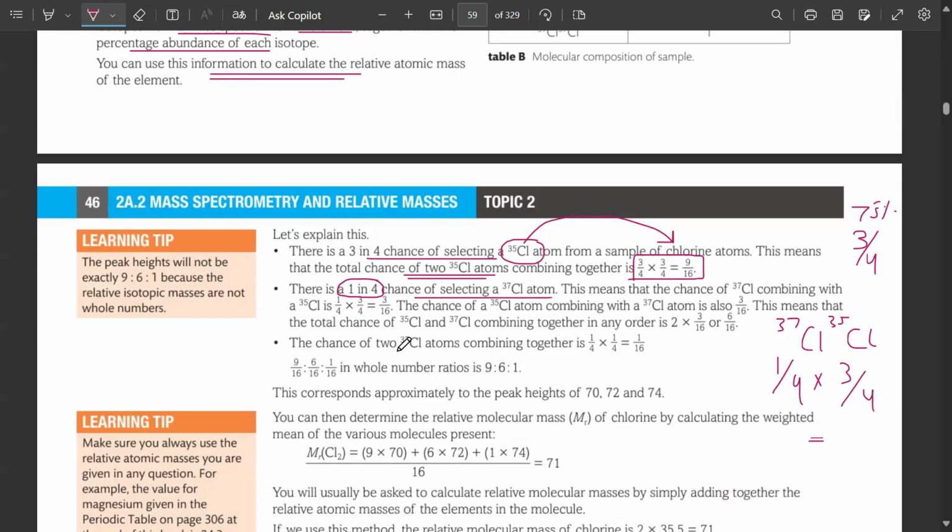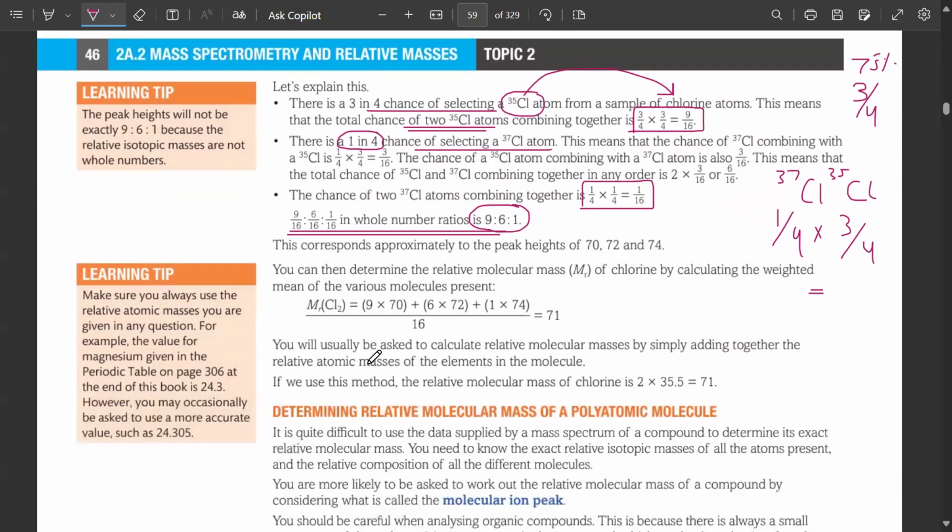अगर आ जाए 2 chlorine 37 के chances क्या हैं, तो फिर आप 1 over 4 into 1/4, that's like 1/16, very low. और अगर आप तीनों के whole number ratios लोगे इन combinations की, तो वो आएगी 9:6:1.